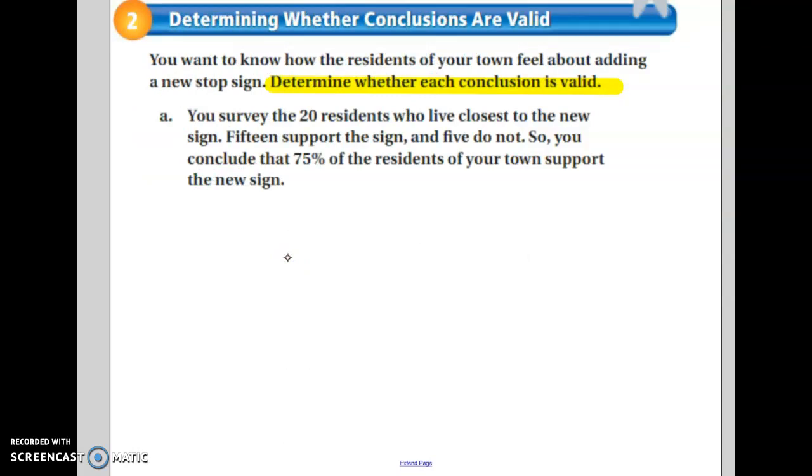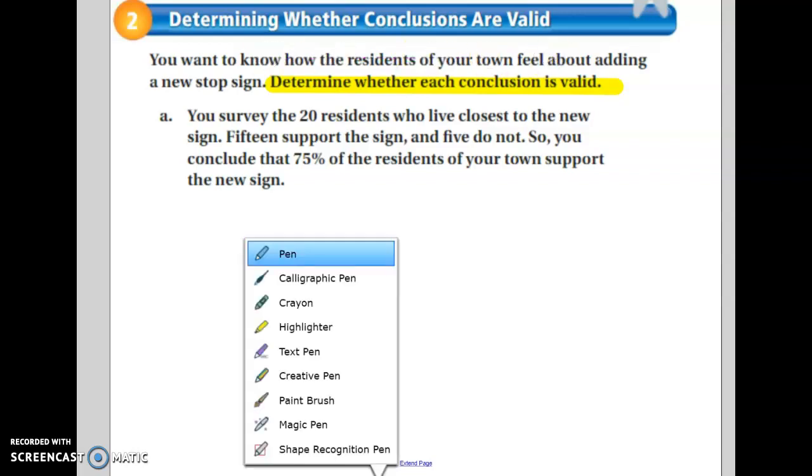Using the sample to determine whether conclusions are valid. You want to know how the residents in your town feel about adding a new stop sign. We have 2 parts to this question coming up, and so we are going to determine whether each conclusion is valid.